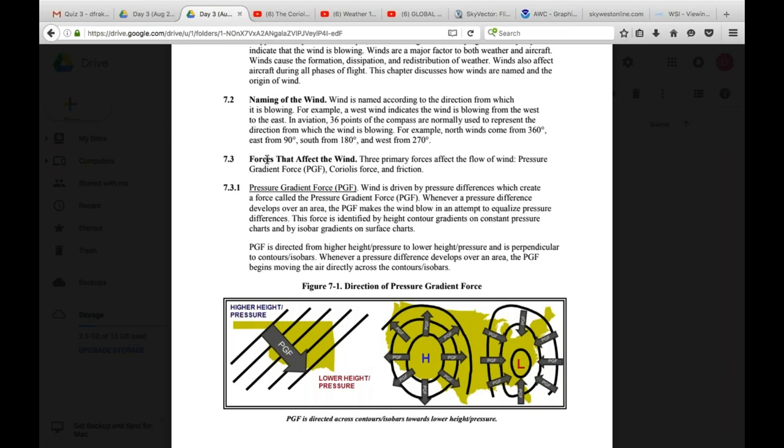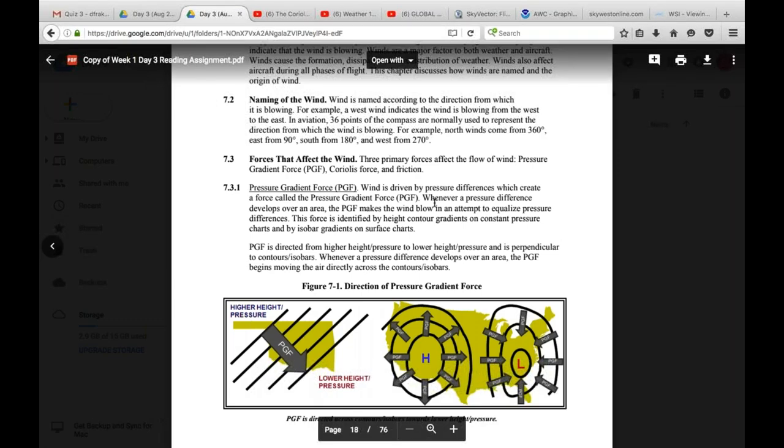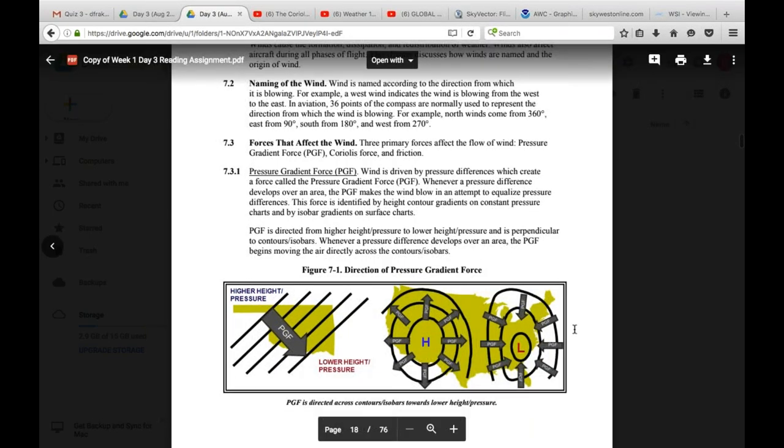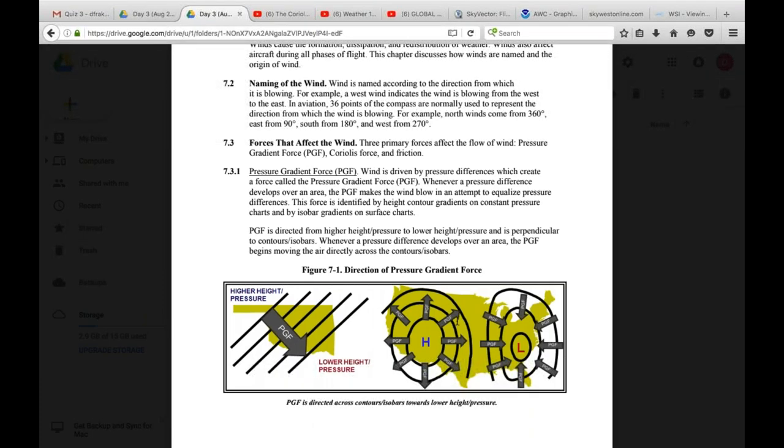Primary forces that affect wind are pressure gradient, the Coriolis force, and friction. So pressure gradient force is driven by pressure differences, which create a force called pressure gradient force. Whenever a pressure difference develops over an area, the pressure gradient makes the wind blow in an attempt to equalize pressure. So when we have a high pressure system and a low pressure system sitting next to each other, the high pressure system is going to blow into the low pressure system to try and equalize them.